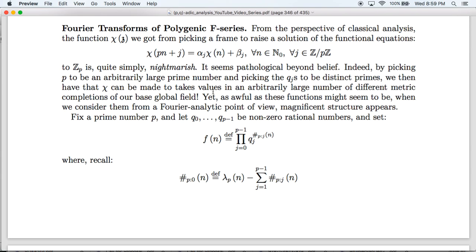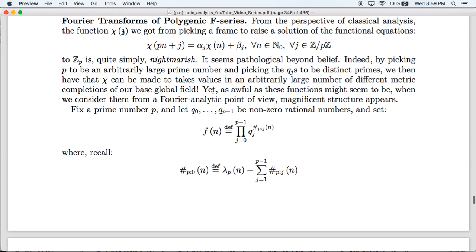Yet, as awful as these functions might seem to be, when we consider them from a Fourier analytic point of view, a magnificent structure appears. So this is going to be like an advanced rehash of what we did at the end of episode 4.